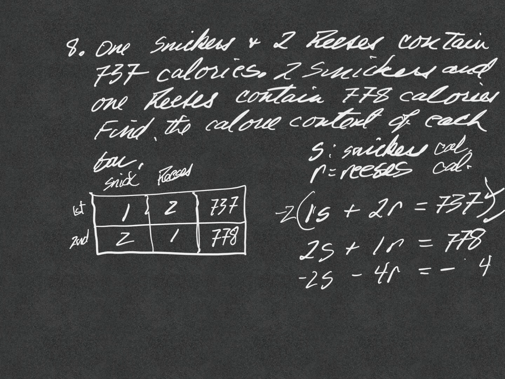So 1474, negative 1474. So now I can add these two equations together. 2s minus 2s is 0. 1r minus 4r is negative 3r equals, and then 1474 minus 778 would be a negative number.